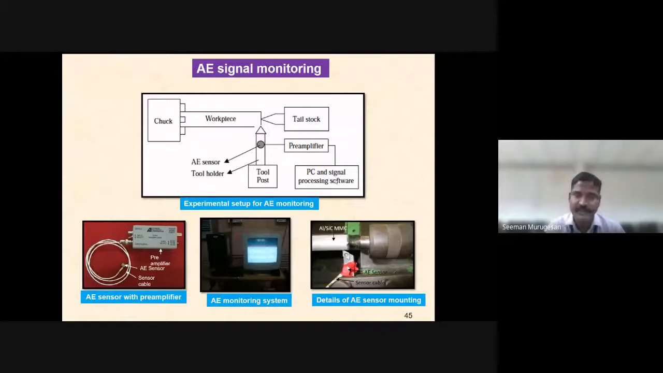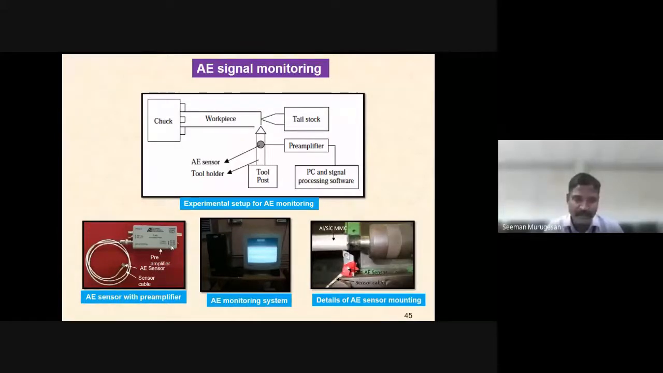Generally, we are using the PAC acoustic emission signal software. It is provided by Physical Acoustic Corporation along with the sensor and motherboard. You get the software also for processing the signal. This is the preamplifier.